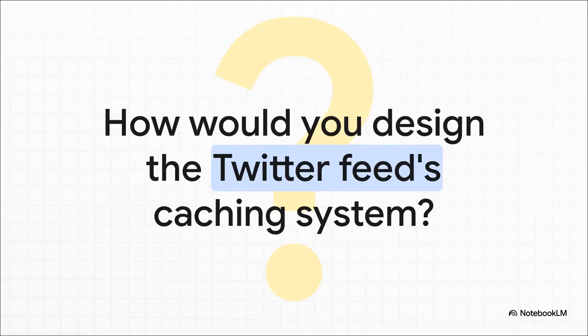So I'll leave you with a final thought to chew on. Now you have the building blocks. Imagine you're tasked with designing the caching system for something like the X-Feed. You've got millions of users, data is changing every second. What would you do? Which eviction policies would you use? Which write patterns? It's a really fun problem to think about.